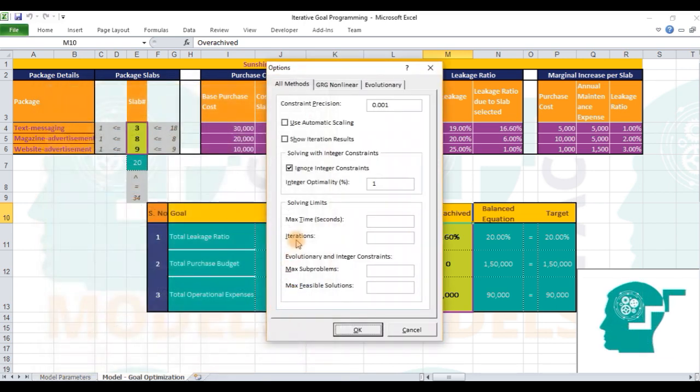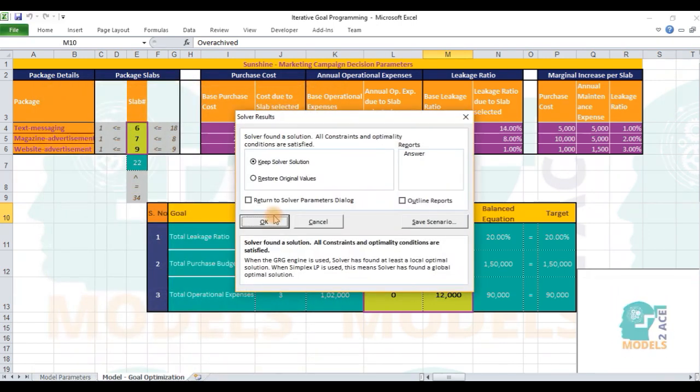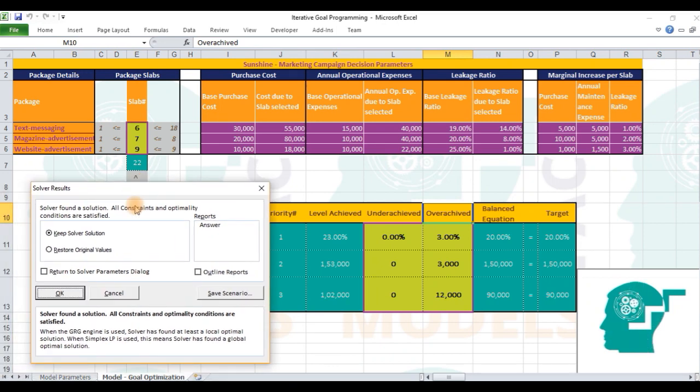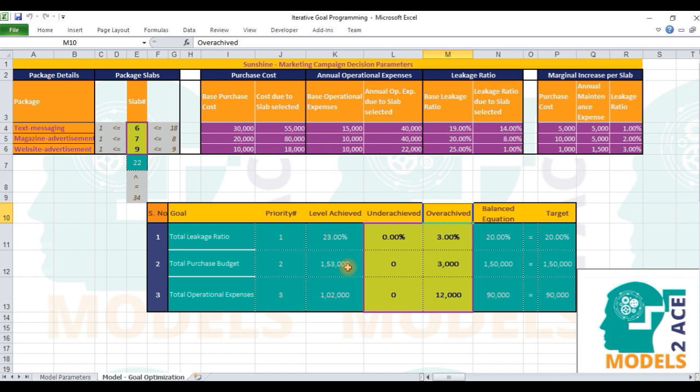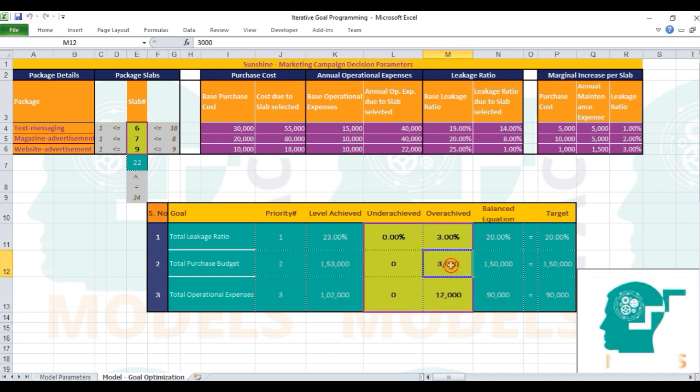We now reinforce the integer constraint on the slab numbers, by unchecking the box next to ignore integer constraints. We now instruct solver to derive the optimum solution. Solver reports that it has found a solution, where all constraints and optimality conditions are satisfied. This is the set of decision values that solver has generated. The model suggests that this value of purchBudget_over cannot be optimized beyond 3000, while still meeting the goal under priority 1.